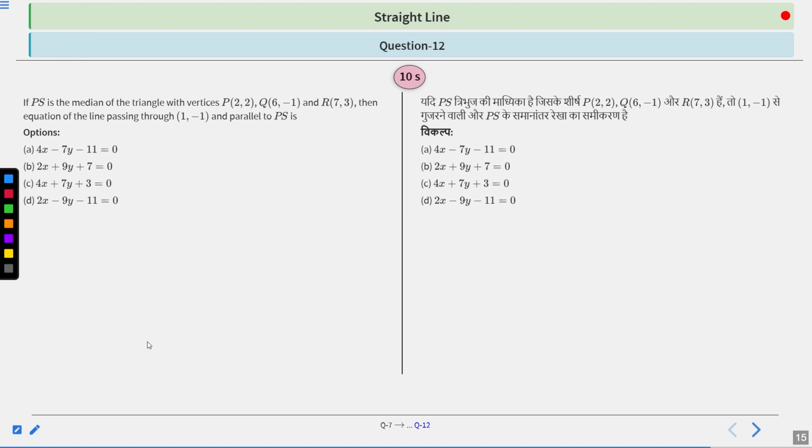Now, first we will try to find S. Since PS is the median, the point S will be the midpoint of Q and R, right? So you can easily find the coordinates of S, and after finding the coordinates of S, you can easily find the equation of the line passing through S and the point (1, -1). Clear?